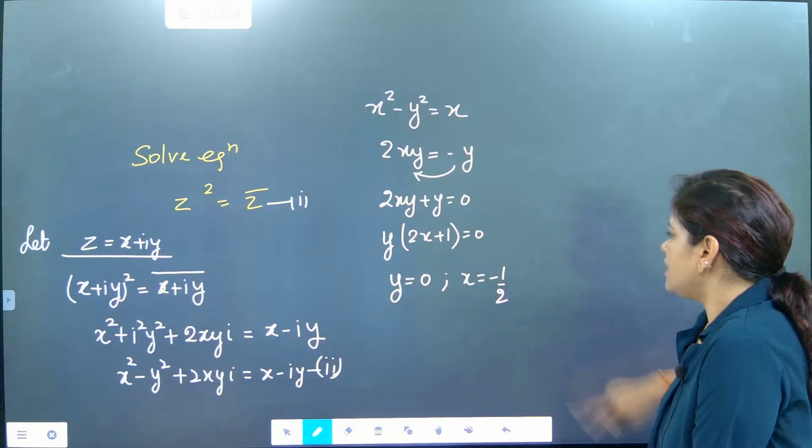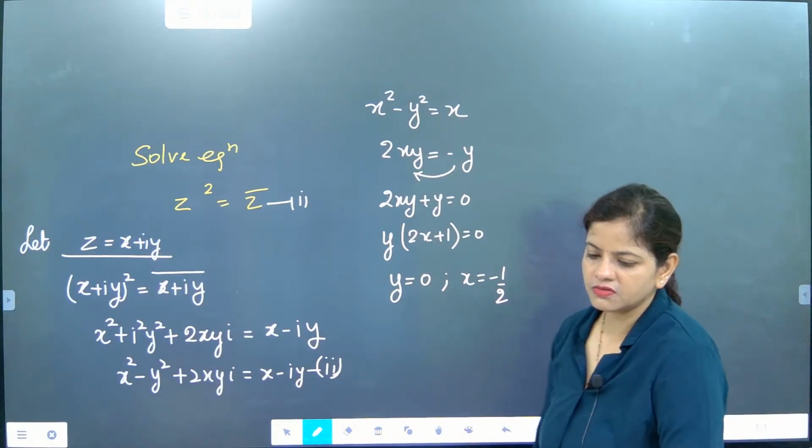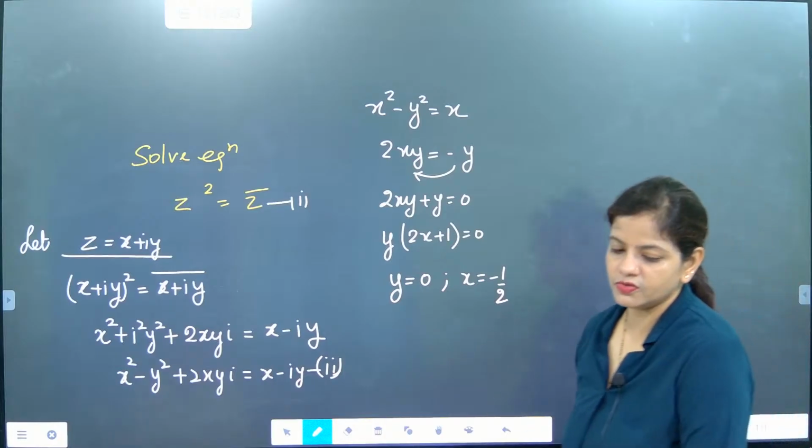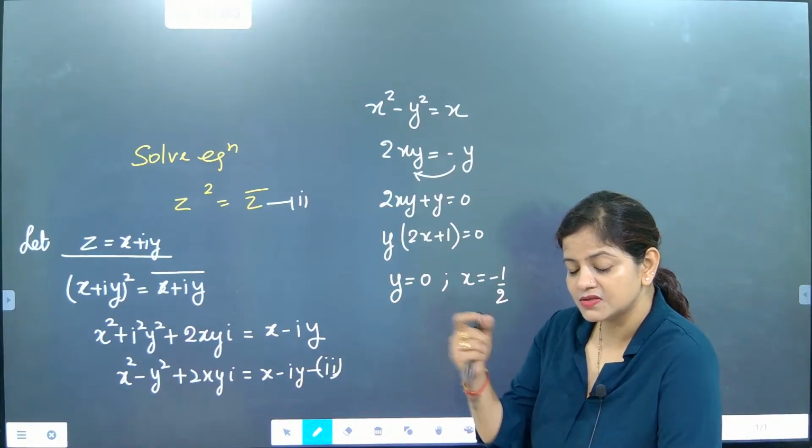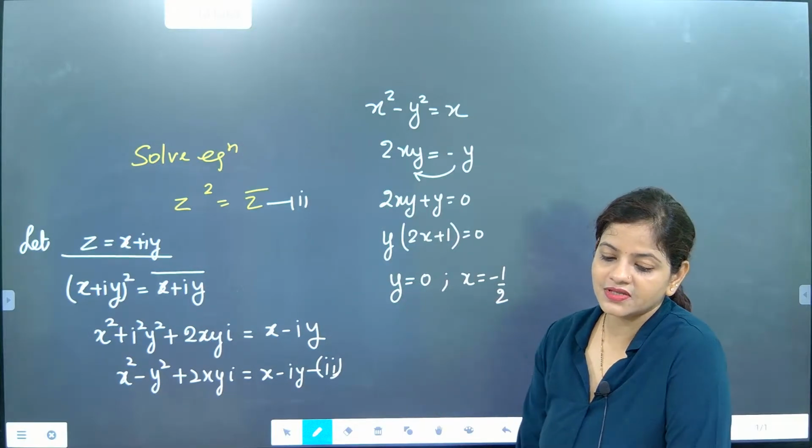Now look here, till here we got y is equal to 0 and x is equal to minus 1 by 2. It's not a simple question. Only one cutie question was given, z square is equal to conjugate of z. After that the entire pillar.